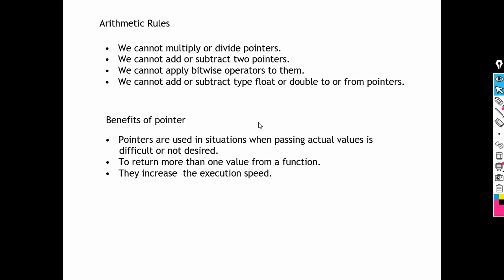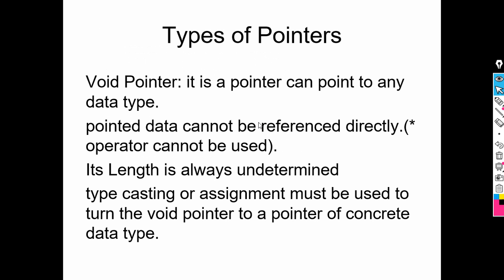What are the benefits of pointers? Pointers are used in situations when passing the actual value is difficult or not desired, or the other way around, right? They are used to return more than one value from a function. Generally, from a function, with the help of the return statement, how many values can you return? Only one value. But with the help of pointers, you can return an array of elements, a structure of elements, which we'll probably see in the subsequent examples, right? They also increase the execution speed.